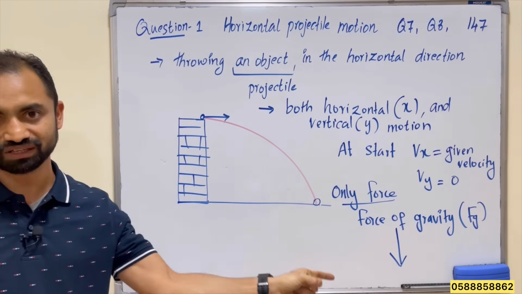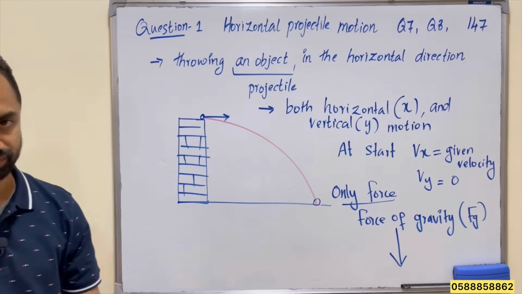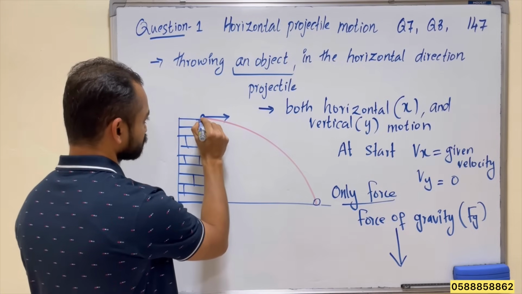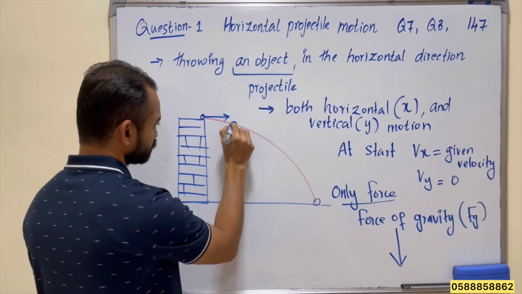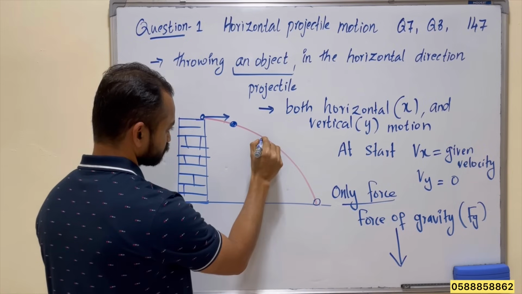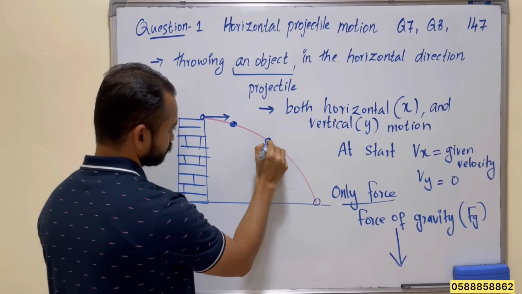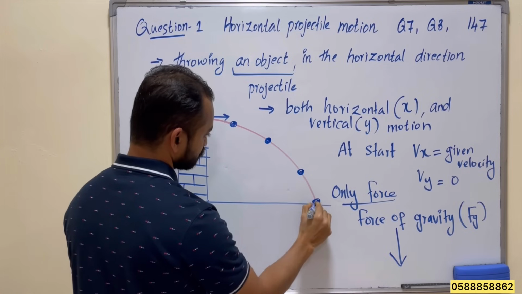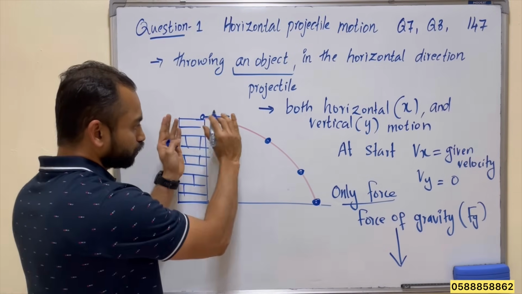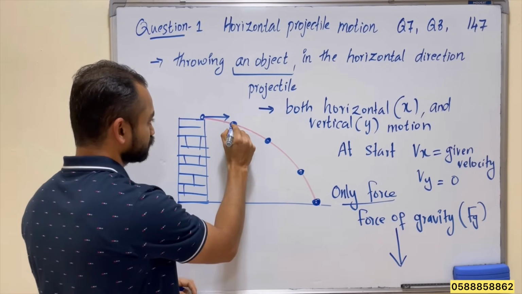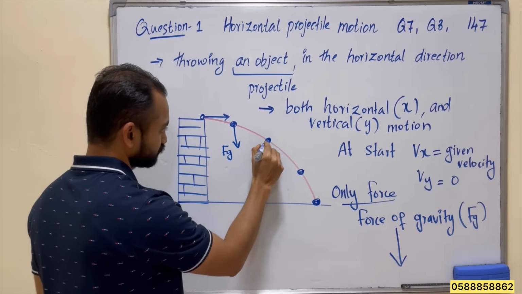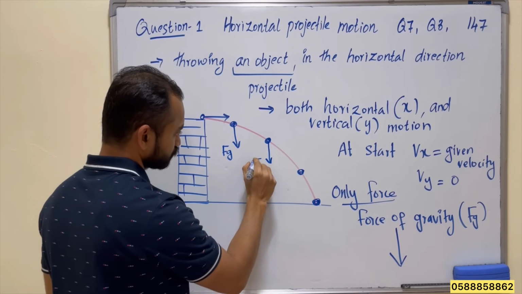Force of gravity. What is the direction? Downwards. So that is about the force, okay? On this object, after throwing, the object will reach here. After some time, it will reach here. After some time, it will reach here. And finally, it will reach here, right? So at all the points, there is only one force acting on the projectile. Force of gravity.